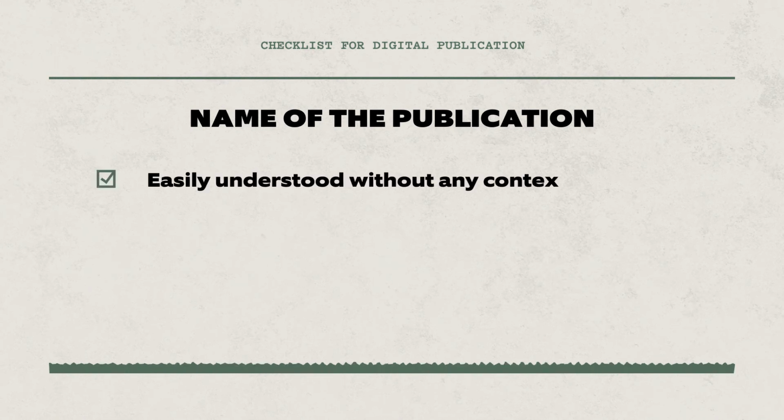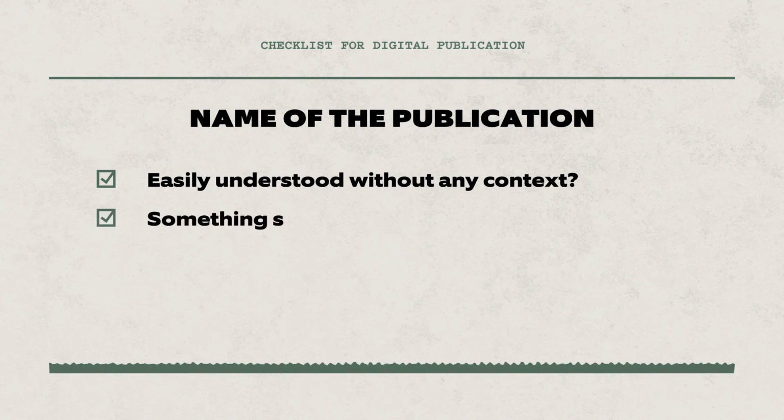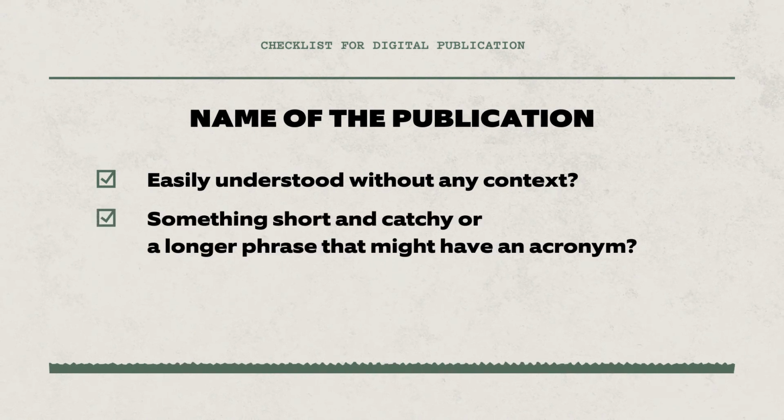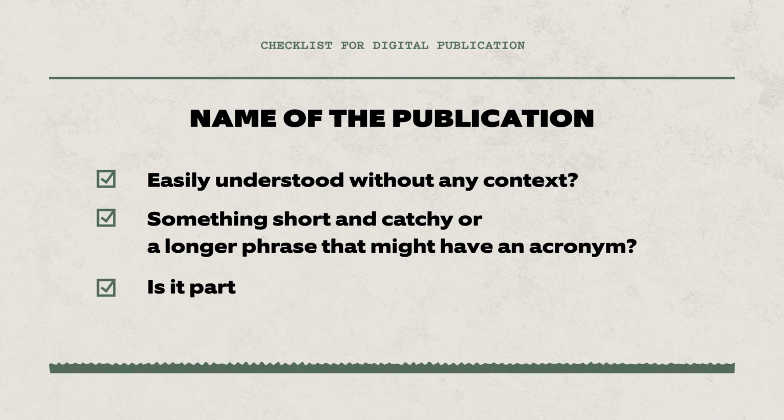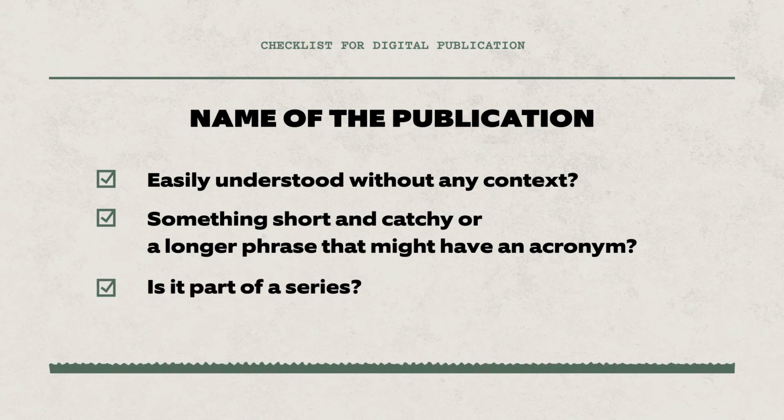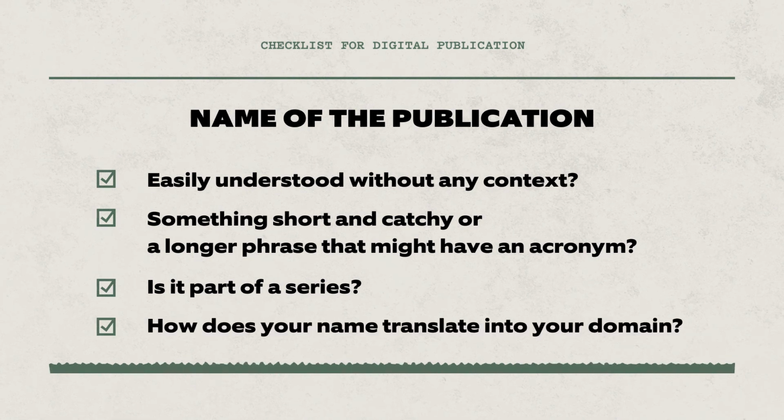Would you prefer for the name to be easily understood without any context? Do you favor something short and catchy, or a longer phrase that might have an acronym? The length of the publication name may also determine how the main visual or logo will look like. Is it part of a series? If so, how does the name express its part in this existing series? If you're looking to start a website, how does the name of your publication translate into your domain?